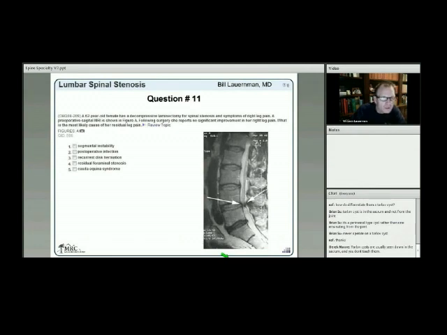Okay, another stenosis question. A 62-year-old female has a decompressive laminectomy for spinal stenosis and symptoms of right leg pain. A preoperative sagittal MRI is shown in figure A. Following surgery, she reports no significant improvement in her right leg pain. What is the most likely cause of her residual pain?